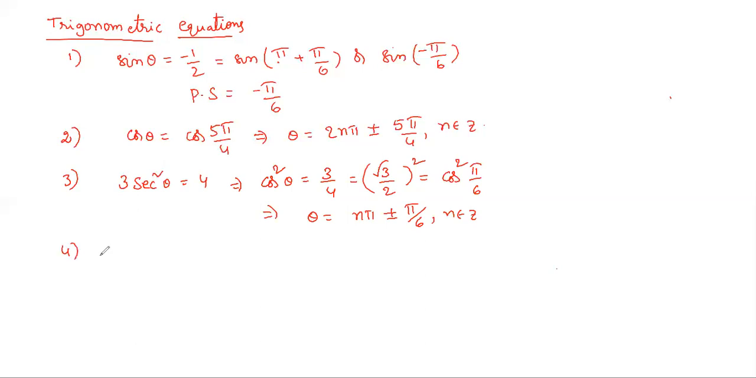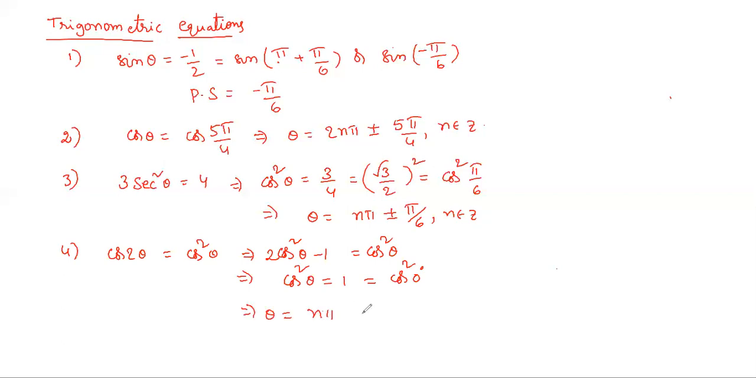Next, the fourth one, cos 2 theta equals cos square theta. So you can write cos 2 theta equals 2 cos square theta minus 1, and this equals cos square theta. So if you take it to this side, cos square theta equals 1. So 1 also you can write as cos square 0 degrees. So the general solution is theta equals n pi plus or minus 0, that is nothing but n pi, n belongs to Z. So the general solution is n pi.